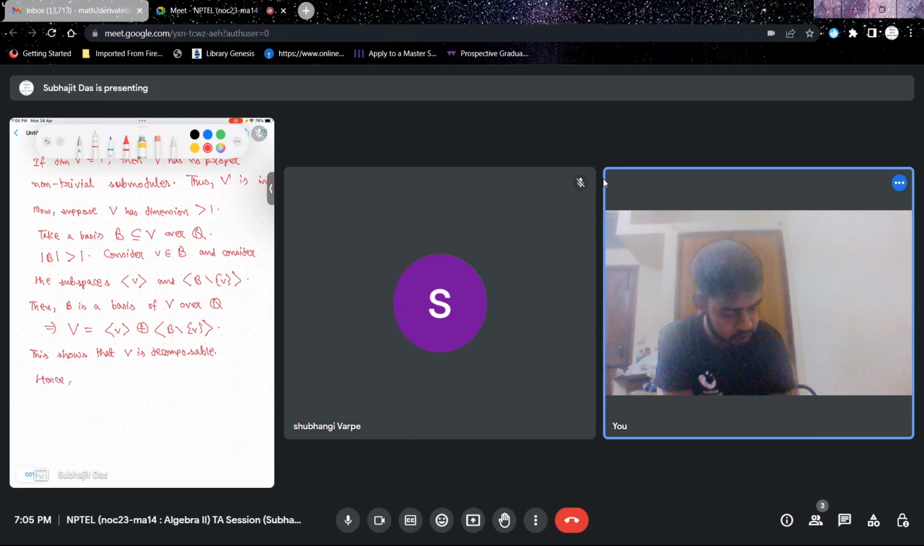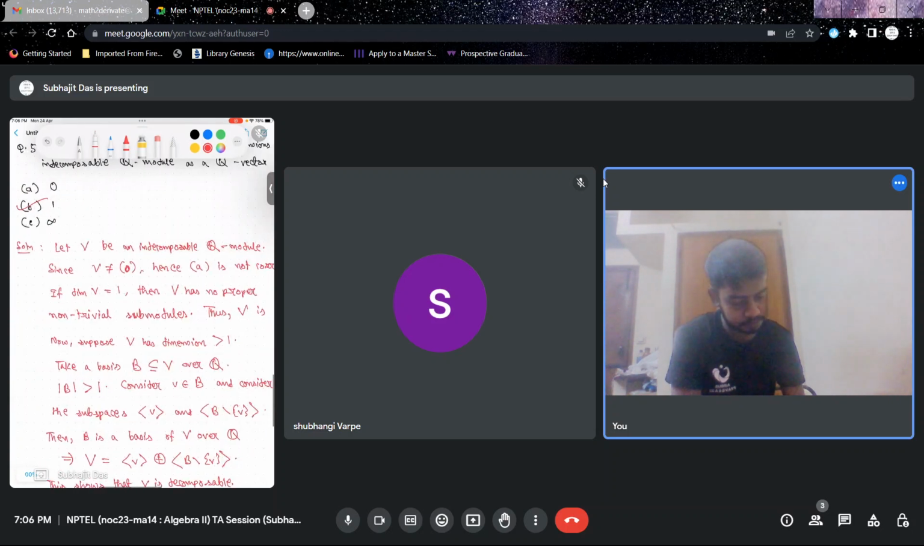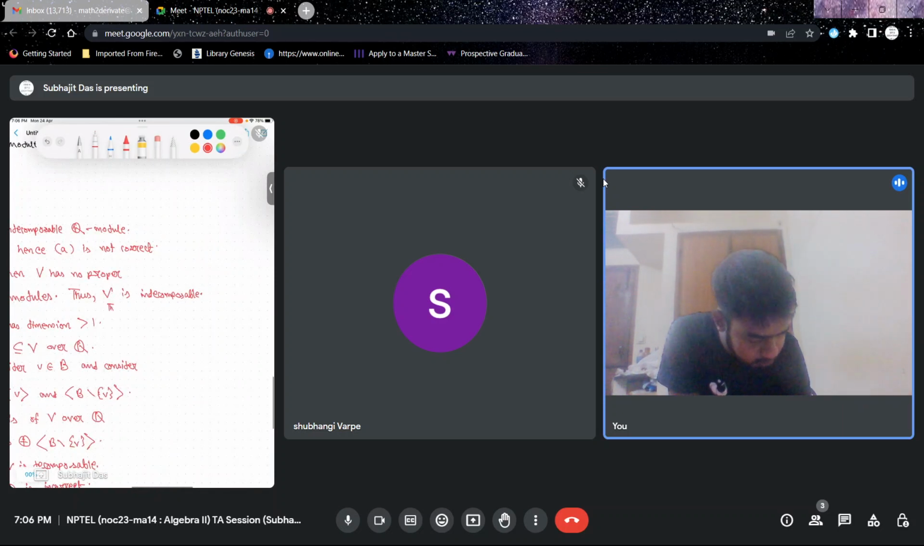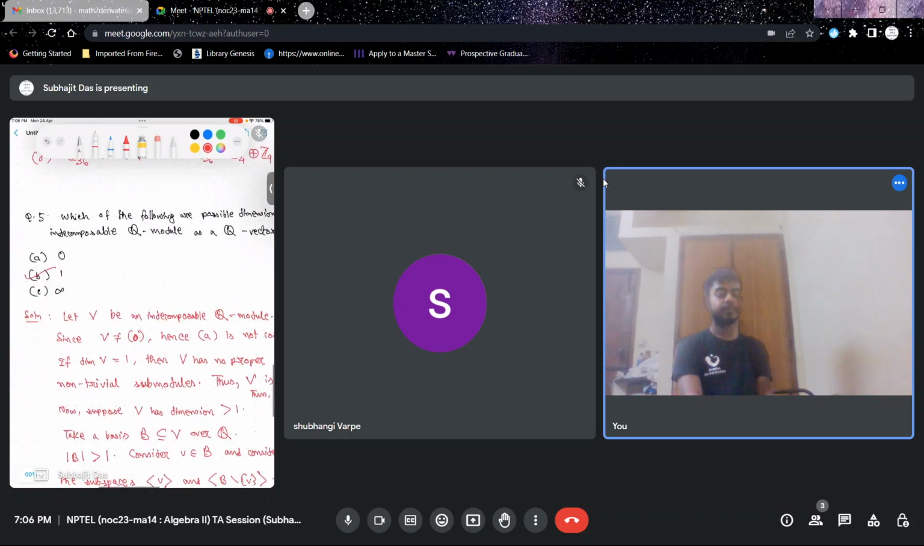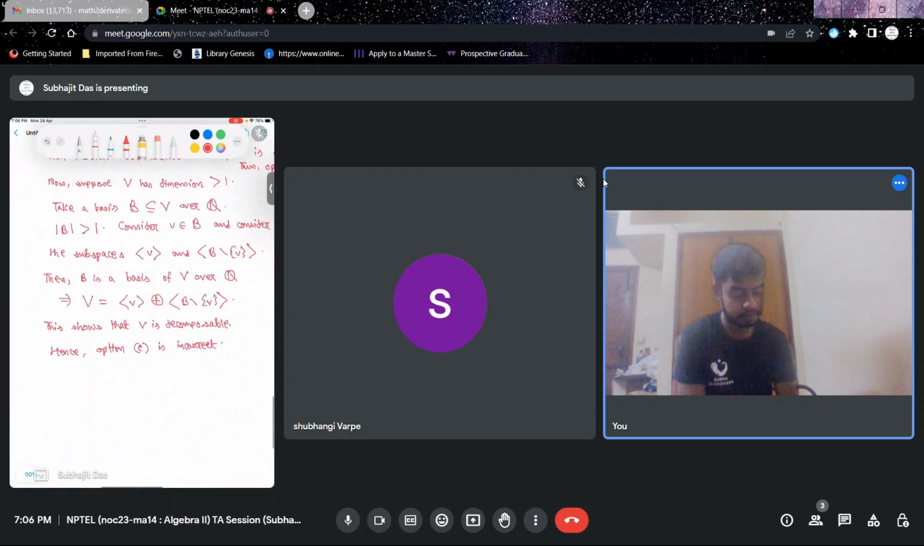Hence, option C is incorrect. So thus option B is correct. If the dimension is 1, it's indecomposable, and none of the other options are correct. So option B is correct.